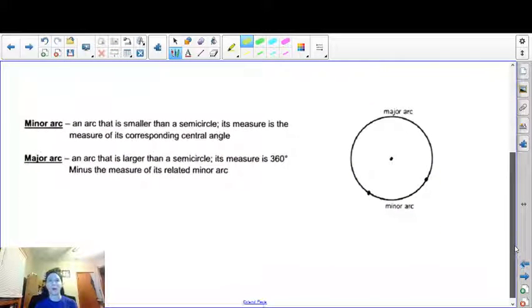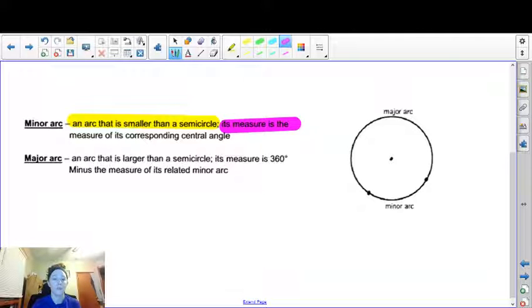And then when we talk about arcs, we have two different types. We have a minor and a major. A minor, well, think about it. What does a minor sound like if you have a minor accident versus a major accident? Minor's smaller, major's larger. So a minor arc is smaller than a semicircle, and that's that key part there, and is measured in its corresponding central angle. So that's a cool part that I also like. It follows the same degree as its central angle. A major arc is larger than a semicircle, and it's 360 minus the other central arc.